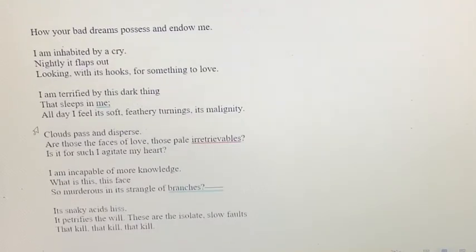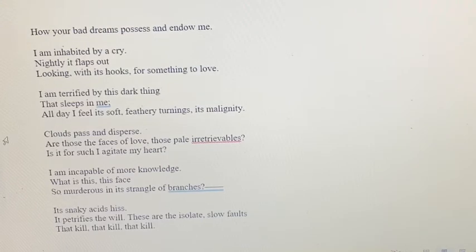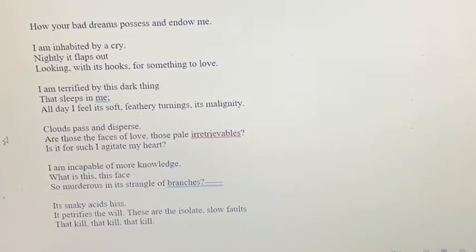If we look here, we can see that the point of view changes. And the tree feels differently in some ways. The tree says, how your bad dreams possess and endow me. So now the tree is saying that it can be possessed, like a ghost can possess somebody else's body. The dreams of human beings can possess the tree. And it says, I'm inhabited by a cry. Nightly it flaps out, looking with its hooks for something to love.